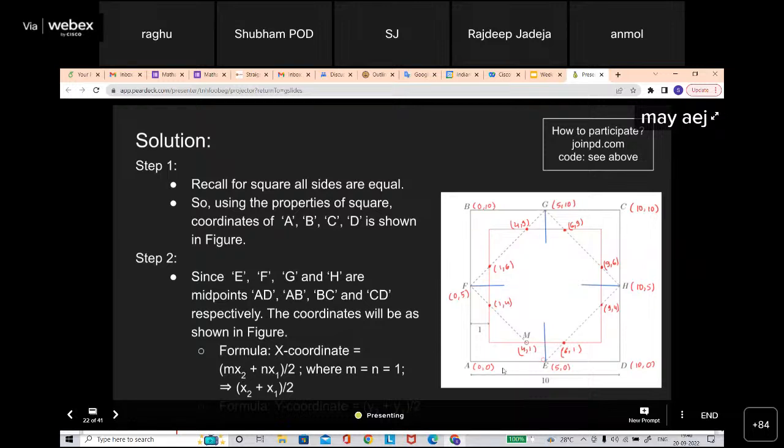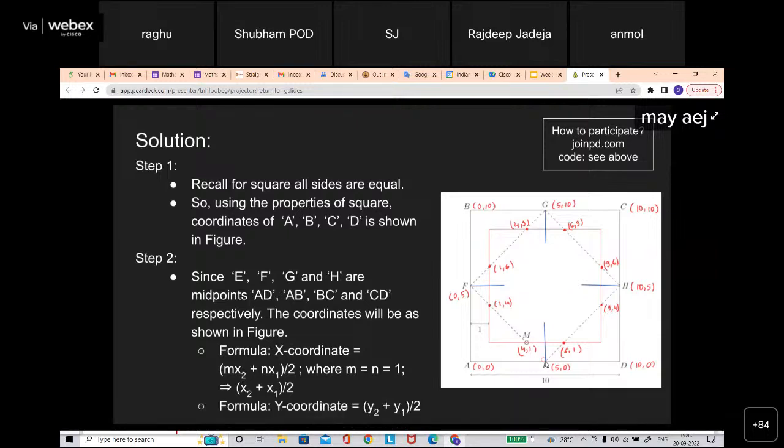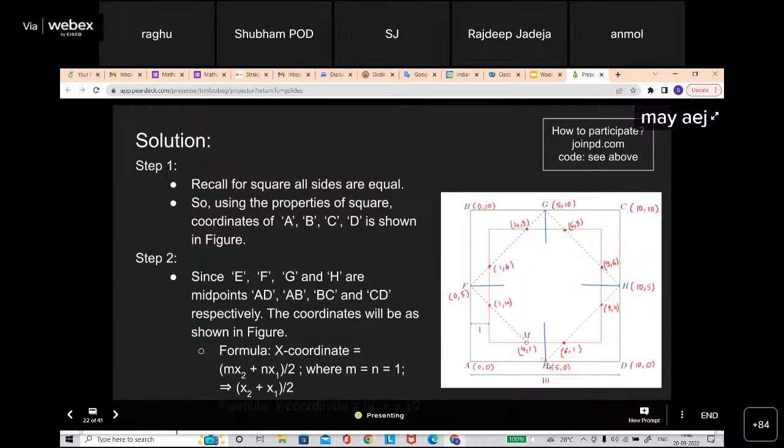So using the section formula, what is the section formula? For the midpoint of M and N, for the x coordinate it is (x1 plus x2) by 2, for the y coordinate (y1 plus y2) by 2. Using this formula, you will get the coordinate (5, 0).